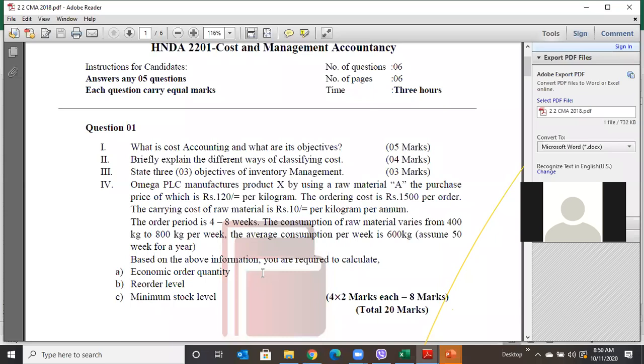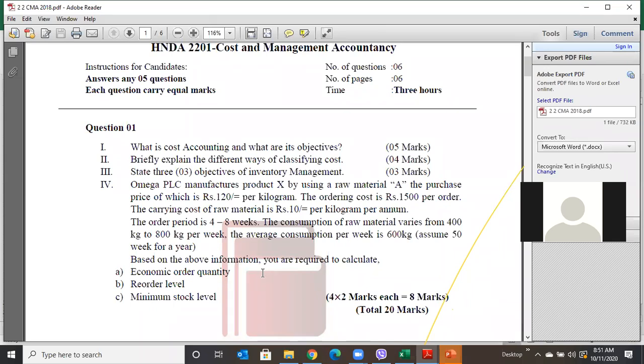Raw material A is 120 per kilogram. Ordering cost is rupees 1500 per order. The carrying cost of raw material is rupees 10 per kilogram per annum. The order period is 4 to 8, that means minimum 4, maximum 8. Then you can get the average if you need: 4 plus 8 divided by 2.